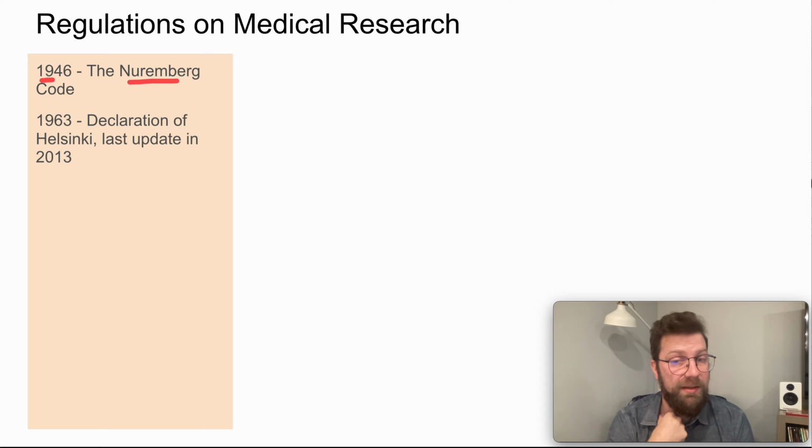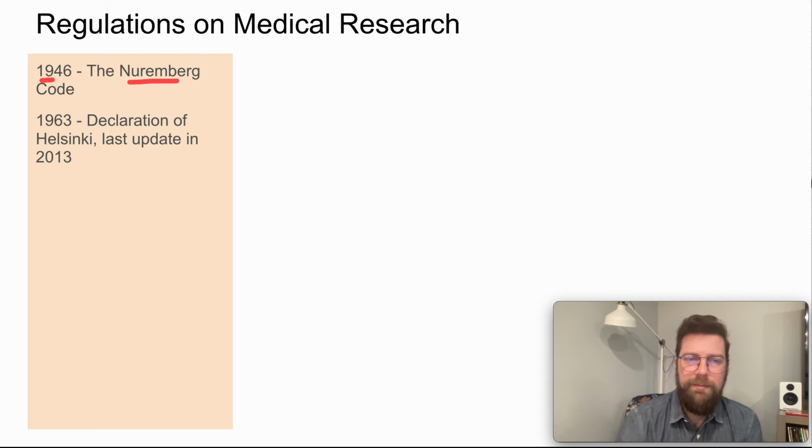And in 1963, the Declaration of Helsinki is ratified, again, placing certain regulations on medical research. And the Declaration of Helsinki is still in operation. It was updated on its 50th anniversary in 2013.